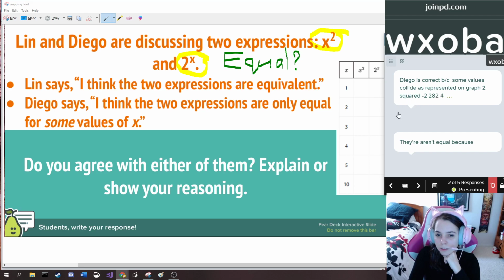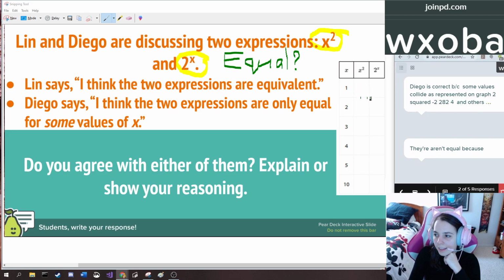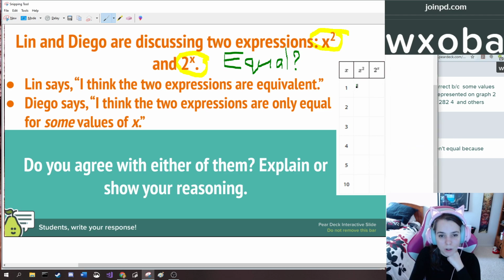Let's take a look at this data table here. So it seems like we know that these aren't equal, but let's see a clear way to explain why these aren't equal. So x squared is the same as 1 times 1 because our x value is 1 here. So then 2 to the power of x would be 2 to the power of 1. Okay, so that makes this value 1 and this one 2. Already from the beginning, these are not equal.